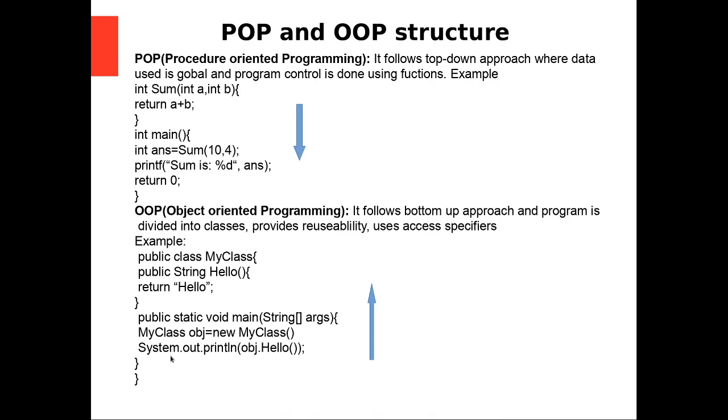Here we have declared our class, public class MyClass, which means it will be available to everyone. Moving on to a method named hello, public String hello, which returns the string hello. The execution of code will start from here. First, you have to create an object for the class. So we are creating an object named obj. When you are printing it, we are calling the hello method from the class MyClass. So System.out.println(obj.hello()) will output hello here.